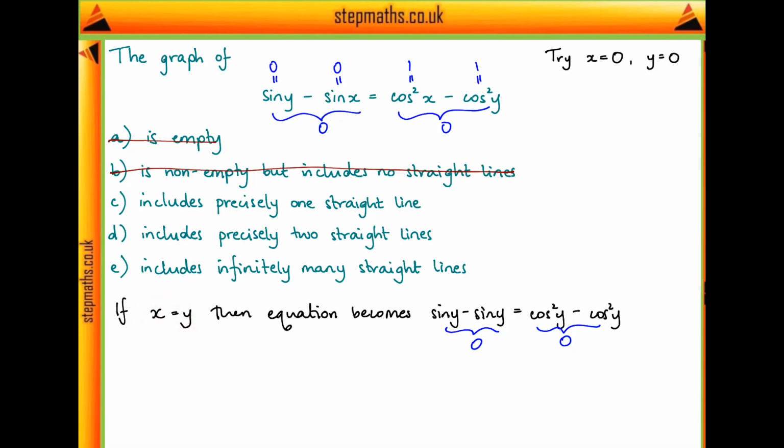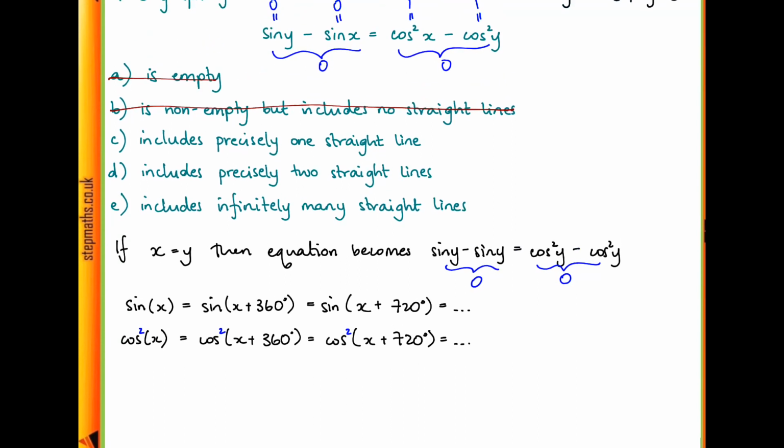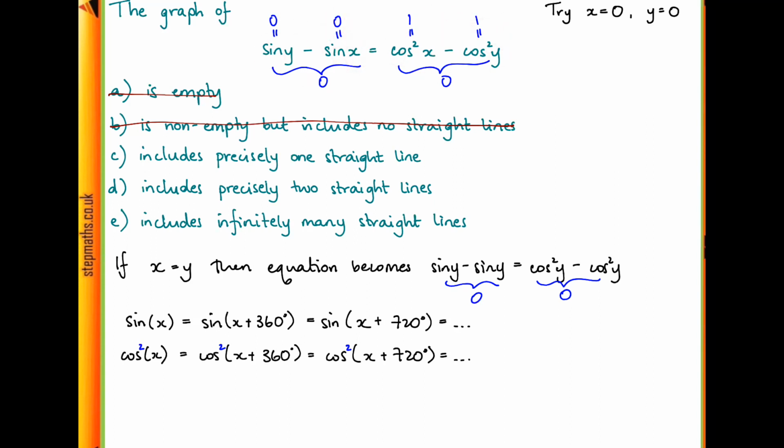Well, think about what the graphs of cos and sine look like. They're repeating patterns, right? They repeat every 360 degrees. So we have that sine of x is equal to sine of x plus 360, equal to sine of x plus 720, equal to sine of x plus 3 times 360, and so on. And similarly for cos x, and consequently that will also be true for cos squared x. So if what we wanted was for the left-hand side and the right-hand side to both be equal to 0, we don't need x to be equal to y. We could also have x plus 360 equal to y, or x plus 720 being equal to y.